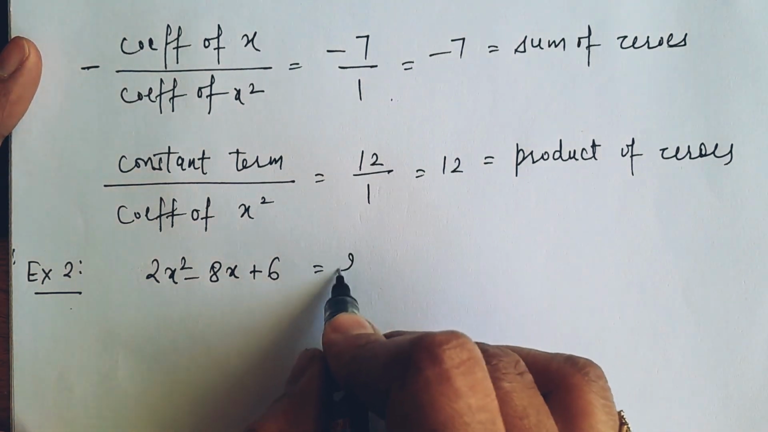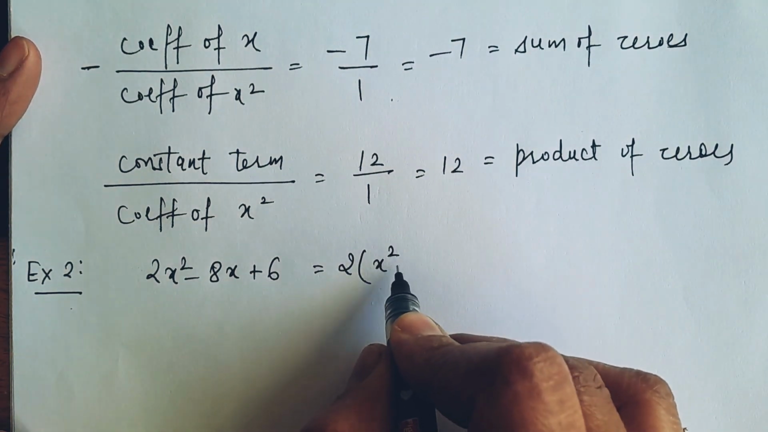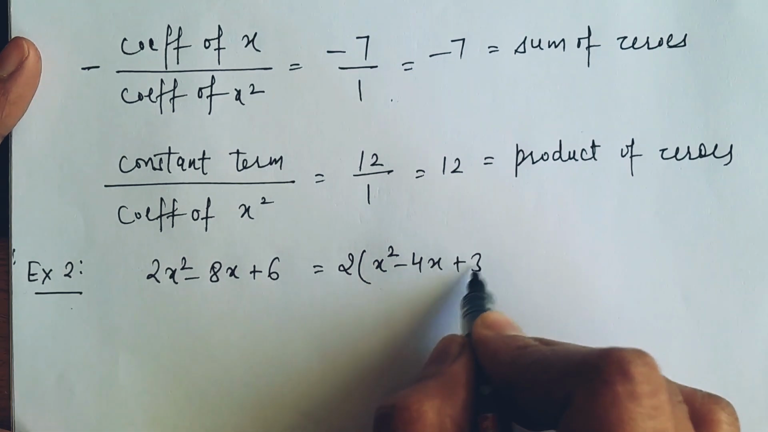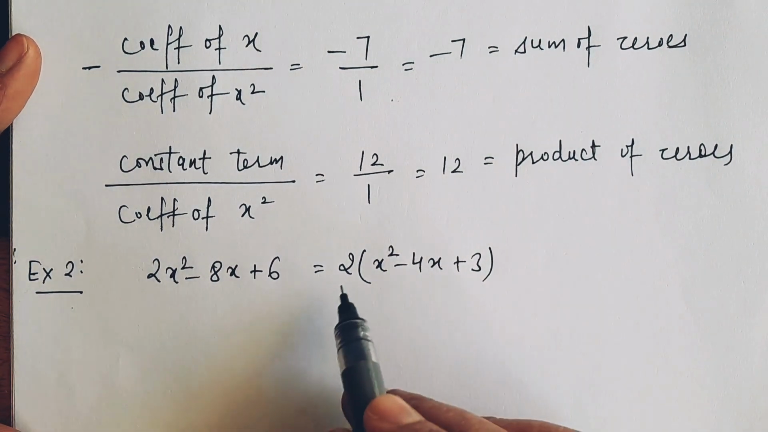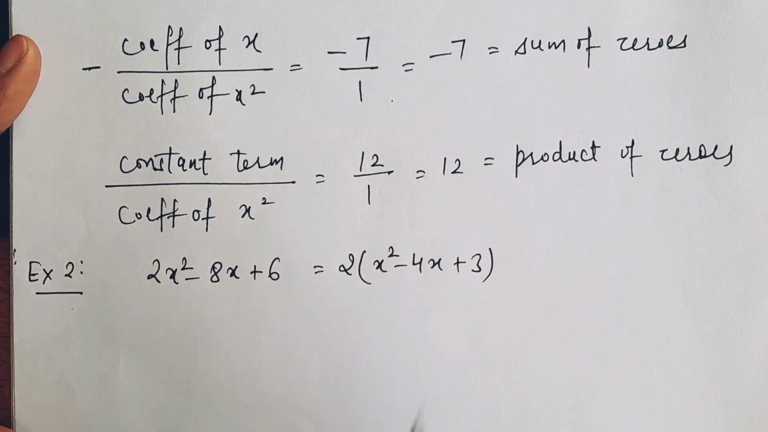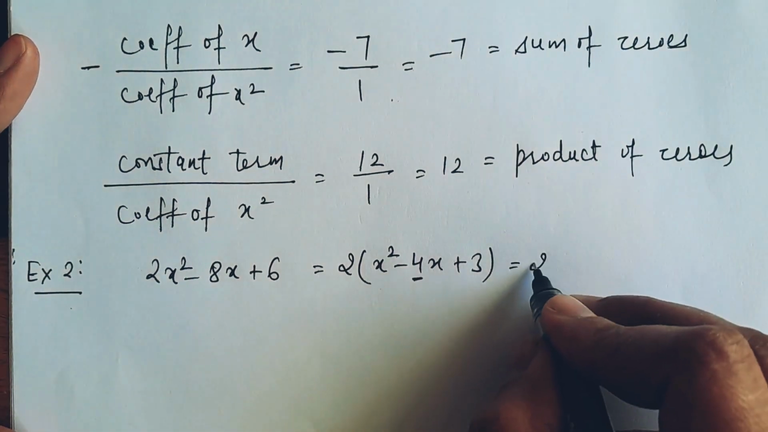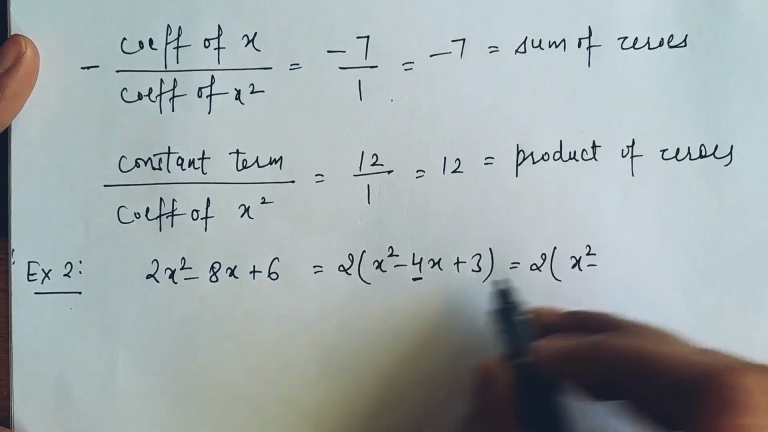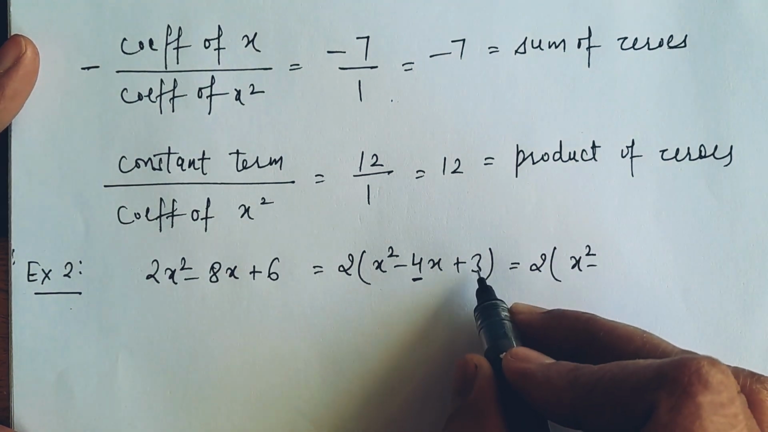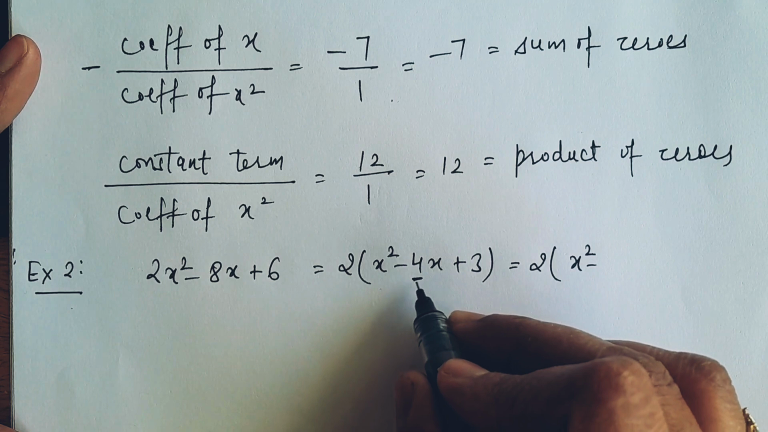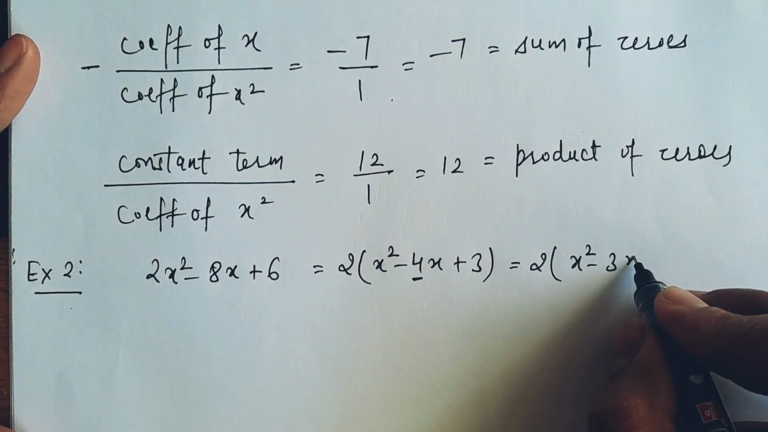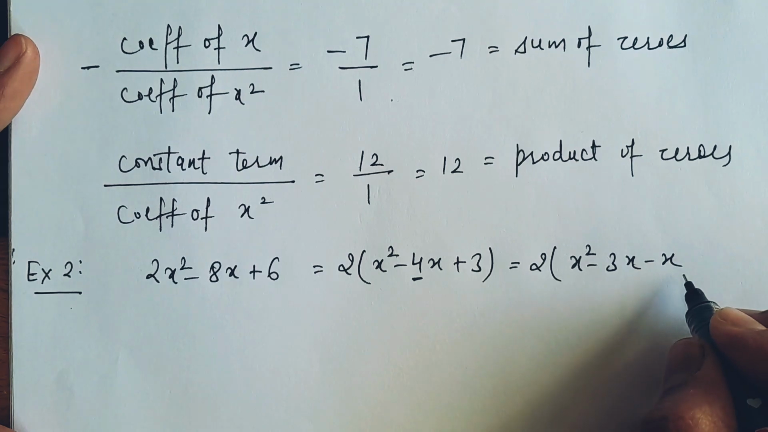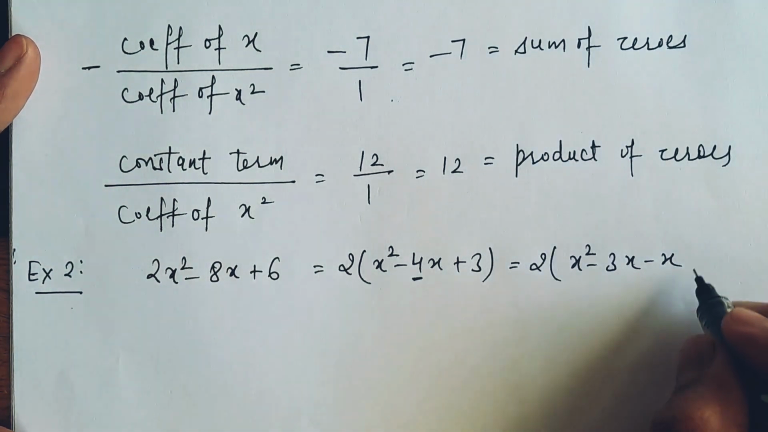So, first we have to take 2 common from there. 2x square minus 4x plus 3. Whenever we do the factorization, we take the HCF out first. So, here the HCF is 2, we will take it out. Now, we will do the splitting of the middle term. Product should be 3 and addition or subtraction should be minus 4. So, you can take minus 3x and minus 1x as the splitting of this.